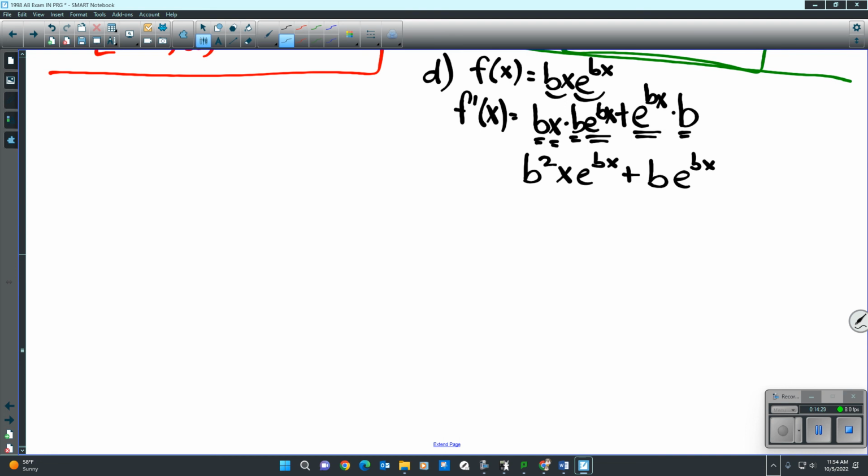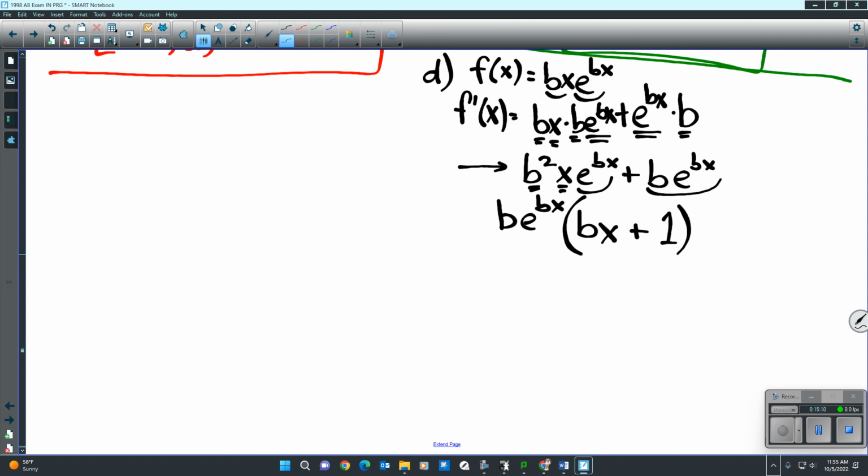Let's factor out what we can right here. I can take out 1 b, and I can take out an e to the bx. What that leaves me with, I still have a b left. If I take 1 b out, I have a b, I have my x. The e to the bx is factored out. Plus, look, I take out everything, b and then e to the bx, so that's just going to be a 1.